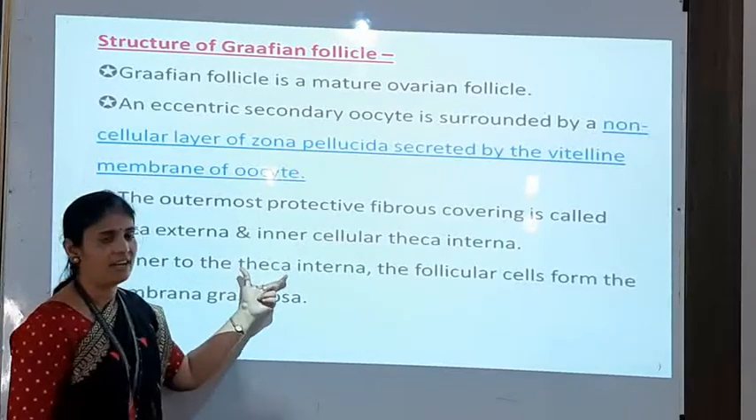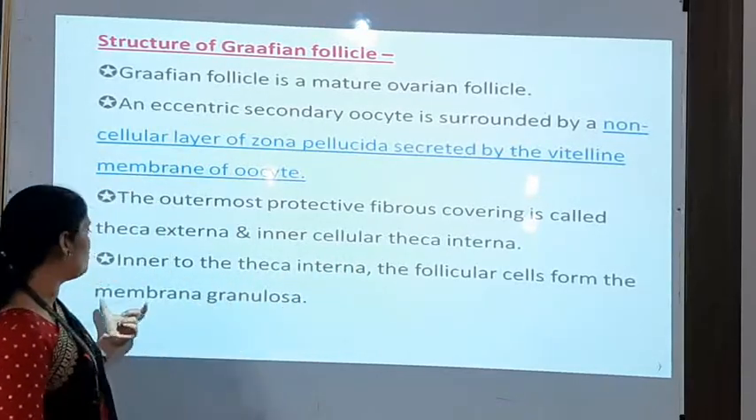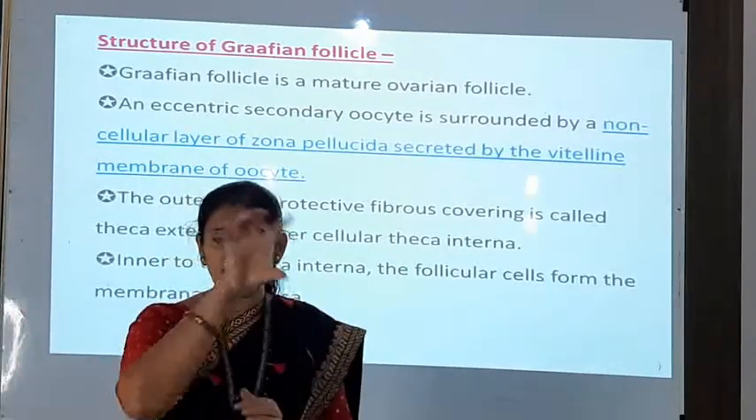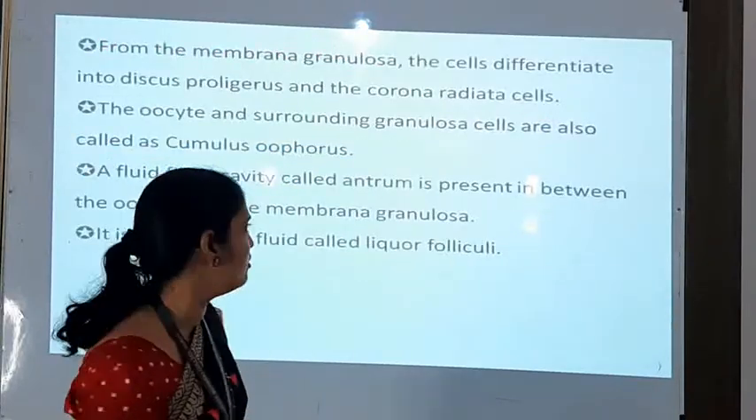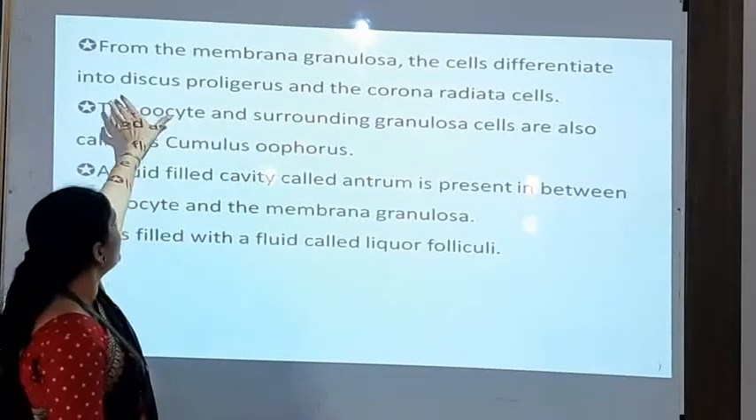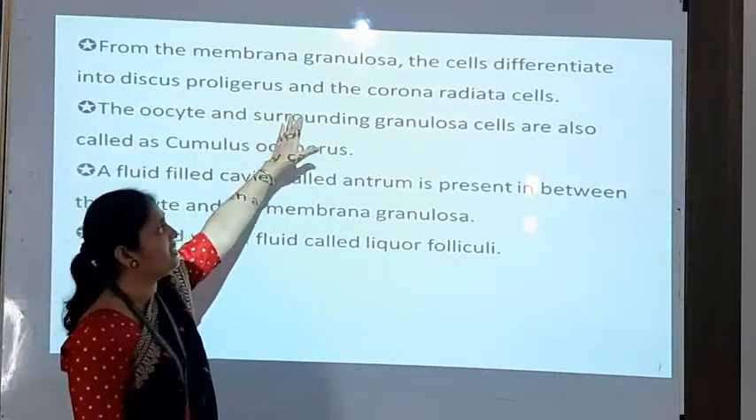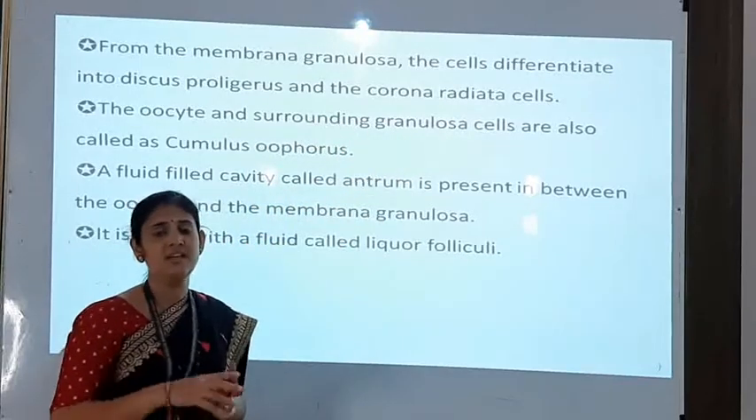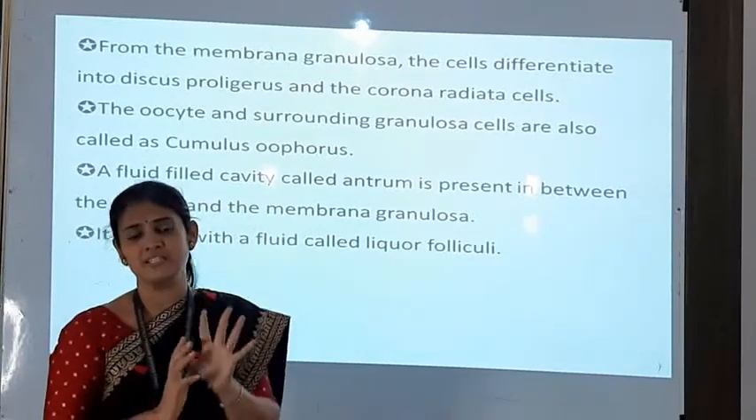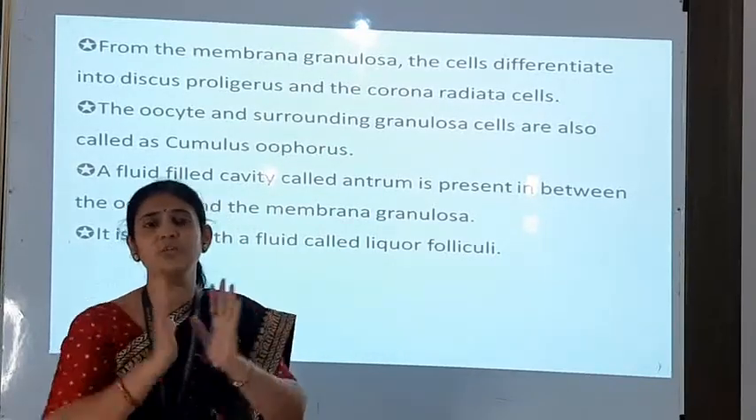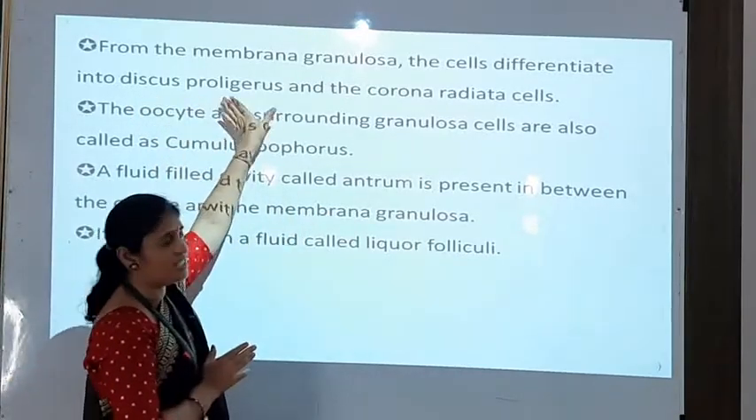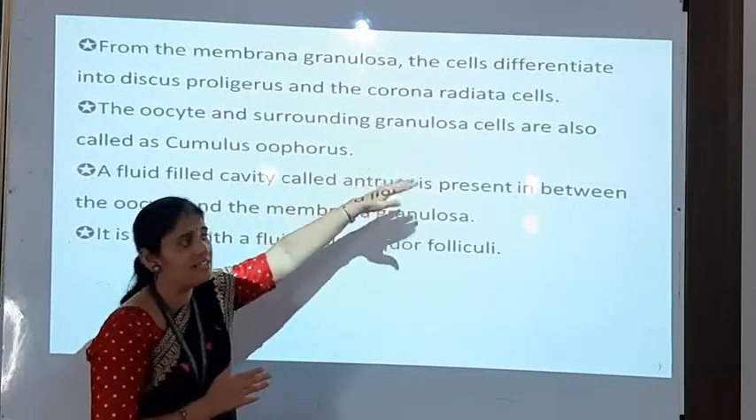Inner to the theca interna, the follicular cells form the membrana granulosa. From this membrana granulosa, the cells differentiate into the discus proligerus and the corona radiata cells. That means the membrana granulosa cells divide into two types of cells, showing differentiation between them. The first layer is called the discus proligerus and the second layer is called the corona radiata cells.